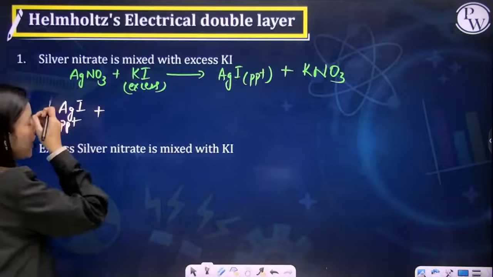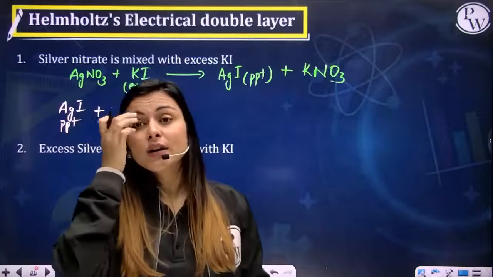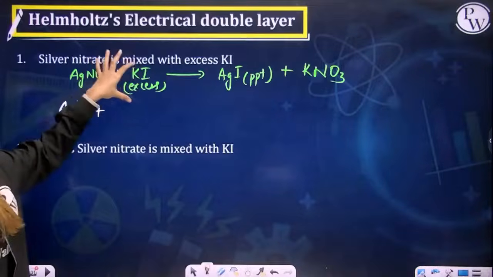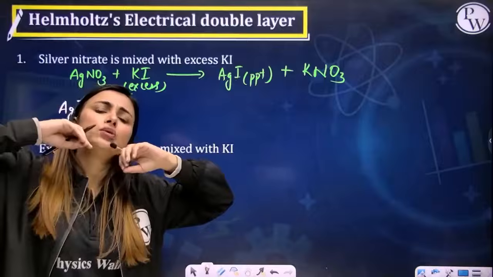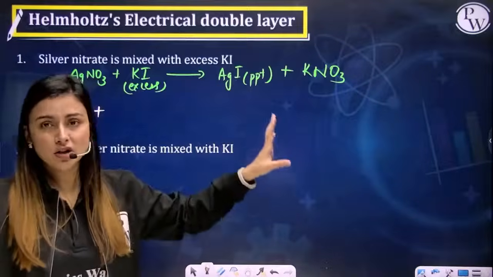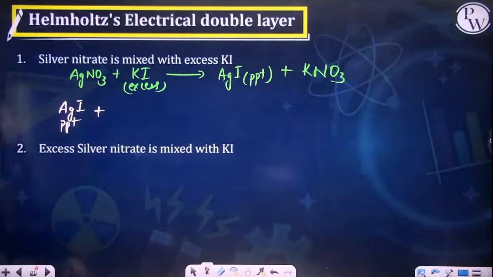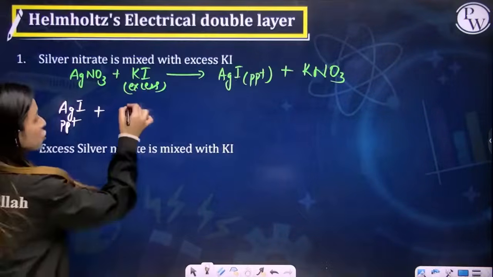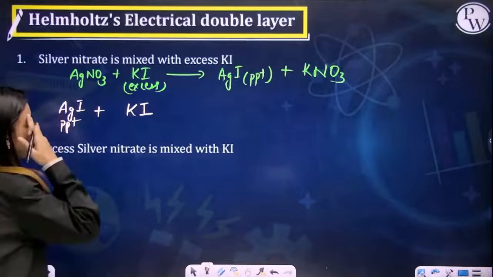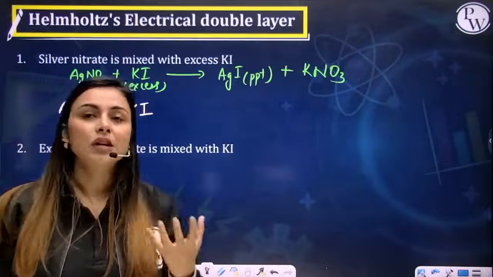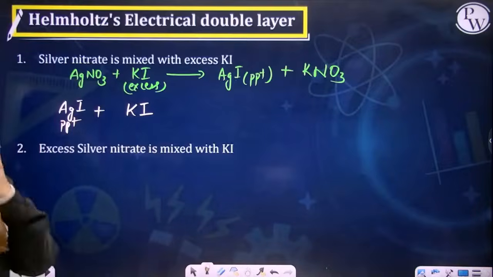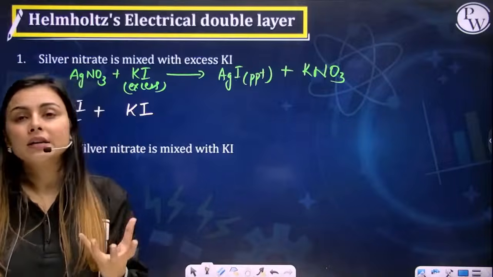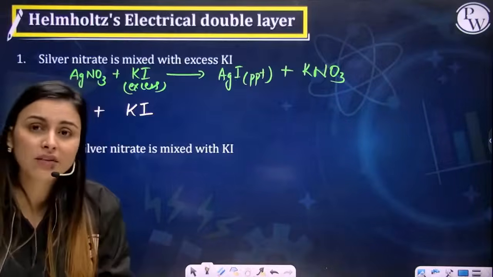Now which will act as the peptizing agent? Let's try to understand which will behave as a peptizing agent. If you see, KI is in excess. It is in large amount. You can use it n number of times because it is in very large amount. So you have AgI PPT and you have KI in excess. So KI will act as a peptizing agent here. KI will convert this AgI into the colloidal range. And how will it do? It will adsorb an ion. Now which ion will it adsorb?